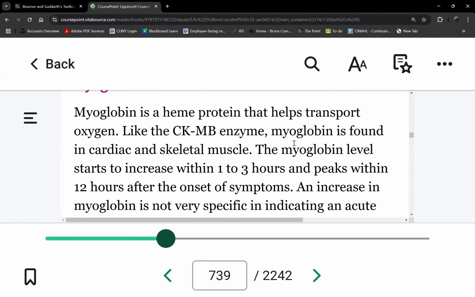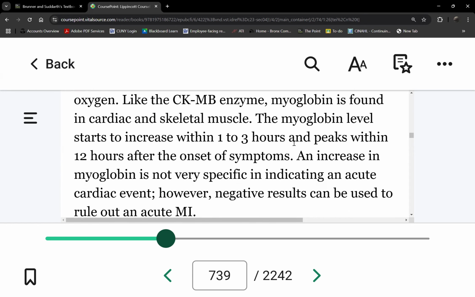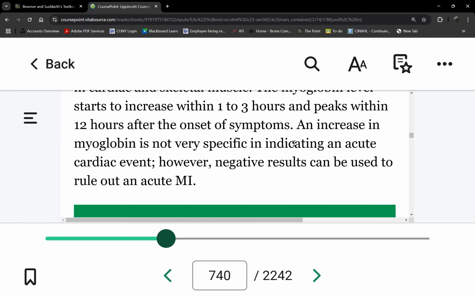Then myoglobin, this is also drawn. Myoglobin helps diagnose, but the level really is going to be significant as far as whether or not the patient will have some kidney injury.